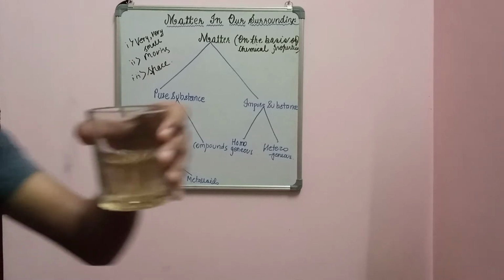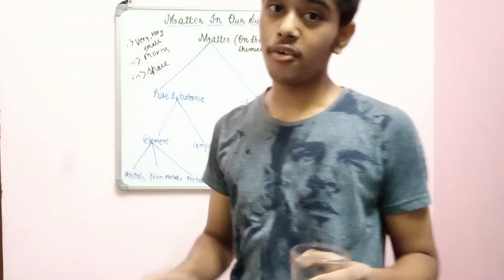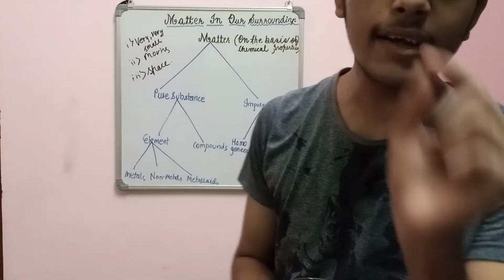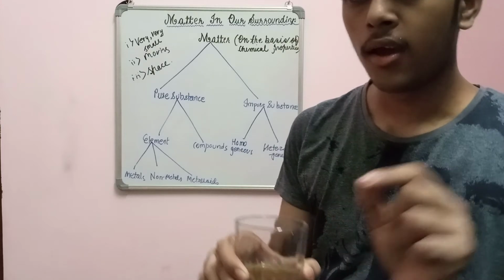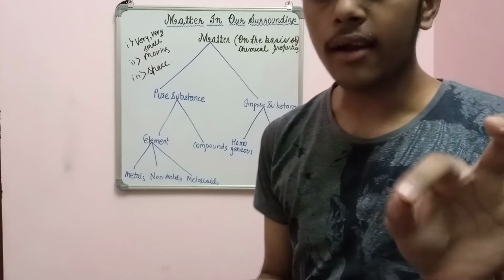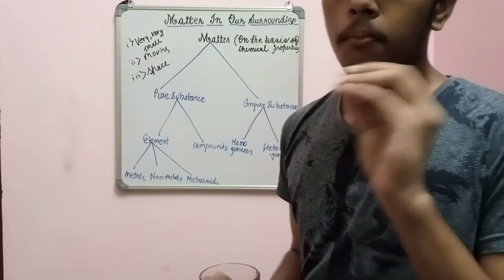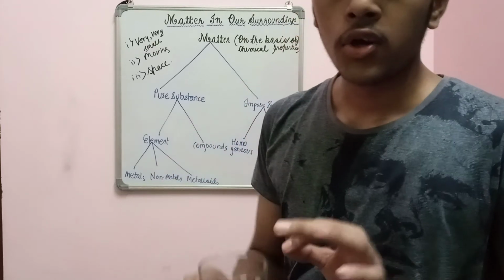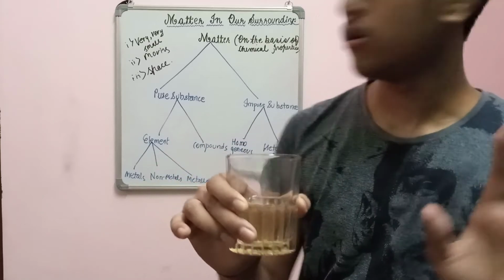Yes, now you can see. See, the color has been changed here. So you can say that the particles are very, very small. How are they very, very small? Because I have added just a few drops here. So in that one particular 10 ml there were millions of particles. So that suggests that there are particles in the matter and they are very, very small.